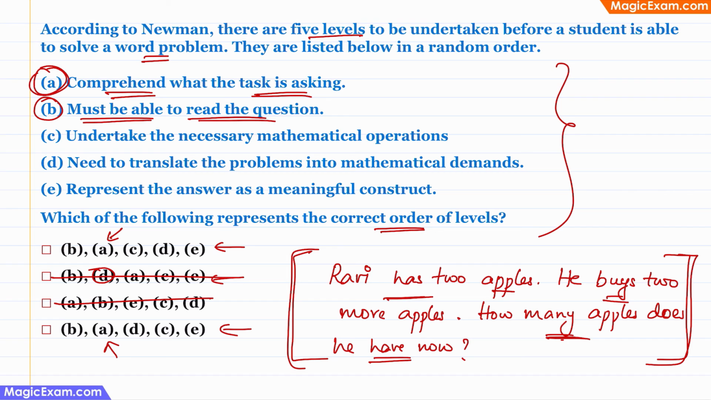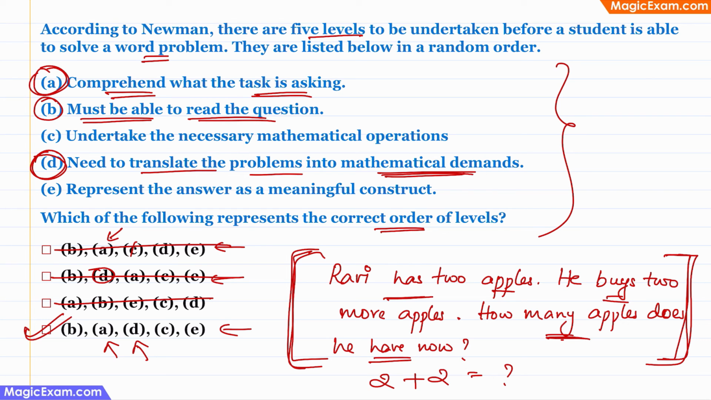Next, he has to translate the problems into mathematical demands. Now when I read this problem, and after reading this problem, I say Ravi has 2 apples and he buys 2 more apples. So how many apples does he have now? So which means that the student needs to translate the word problem into a mathematical statement or a mathematical demand. So D has to come next. So now if you look at it, here there is C, which means that option 1 is incomplete or incorrect. Here there is D. So since we know that D has to come third, this has to be the correct answer.